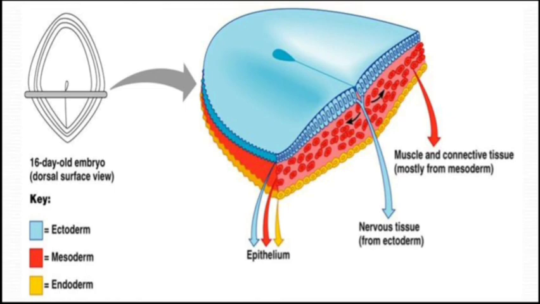Then this is the description of germinal layers: ectoderm, mesoderm, and endoderm. A 16 days old embryo shows these layers: ectoderm, mesoderm, and endoderm. Epithelial tissues originate from these three layers, but nervous tissues originate from ectoderm. Muscle tissues and connective tissues mostly originate from mesoderm.